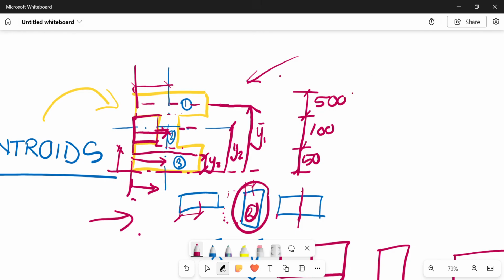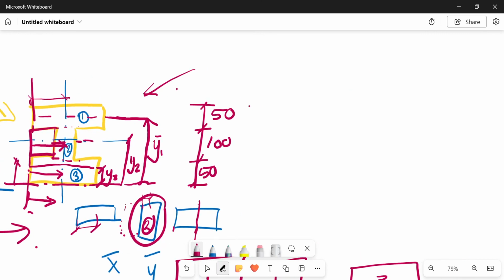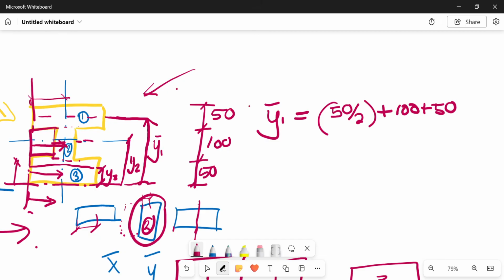Okay, for Y bar 1, we are trying to get a reference from the bottom to the midpoint of the first shape right up top. Wait, I made that 500. Why did I make it 500? There we go. So the midpoint of this 50, you would have 50 divided by 2, because you do want the midpoint, plus 100 plus 50. That would give you your Y bar 1.